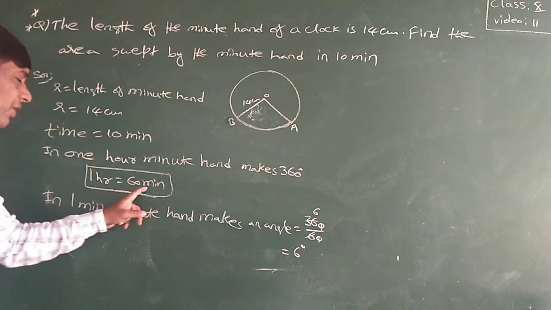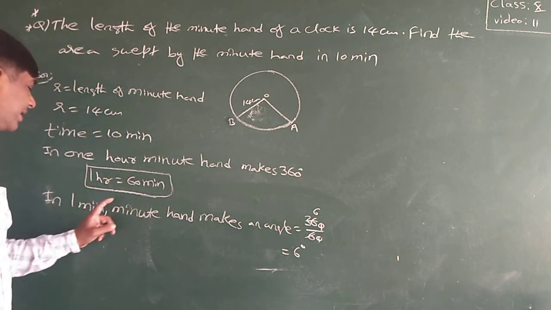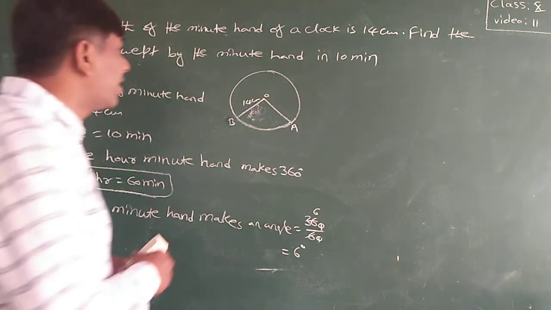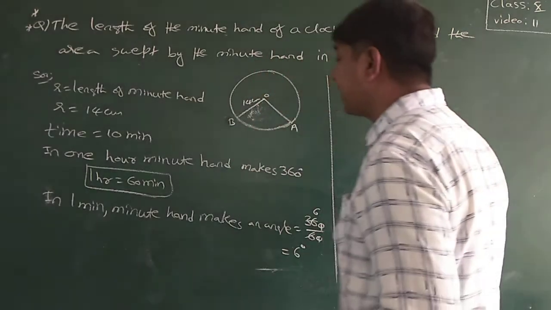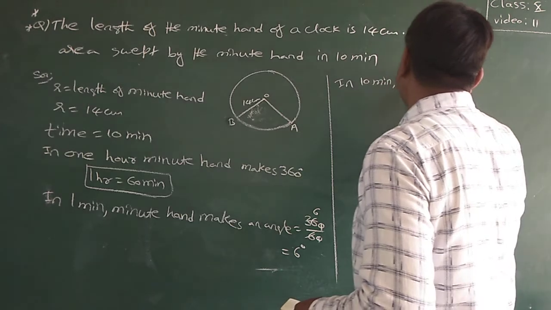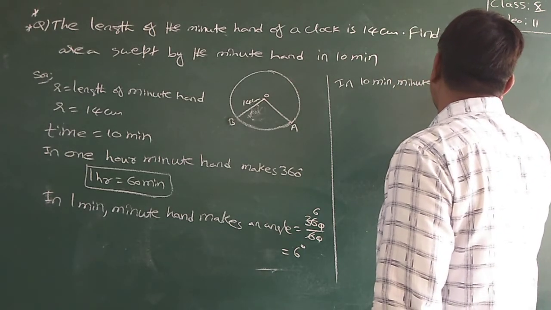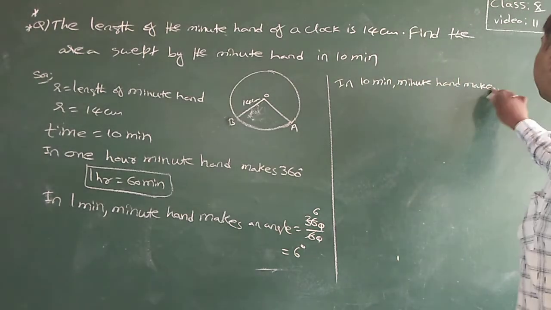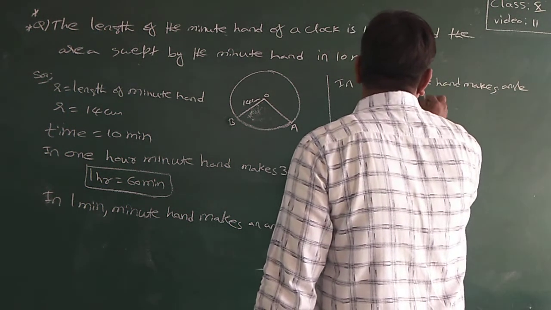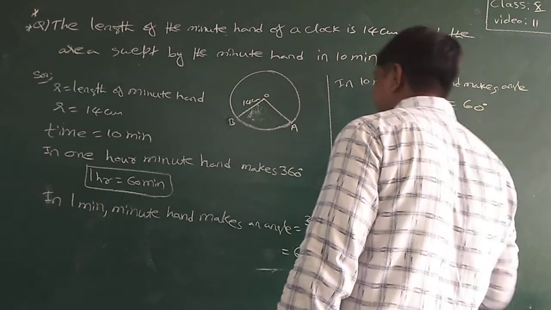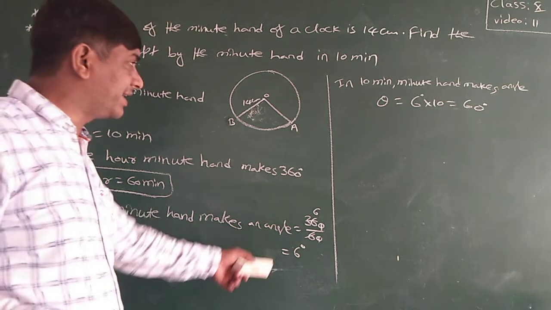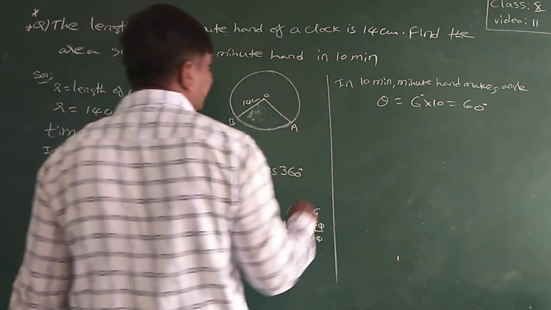That means 1 hour is equal to 60 minutes. In 1 minute, the minute hand makes an angle equal to 360 by 60, which is 6 degrees. Now, what do I require here? In 10 minutes, the minute hand makes an angle theta equal to 6 degrees into 10, that is 60 degrees. So every minute is 6 degrees, 6 degrees into 10 is 60 degrees.